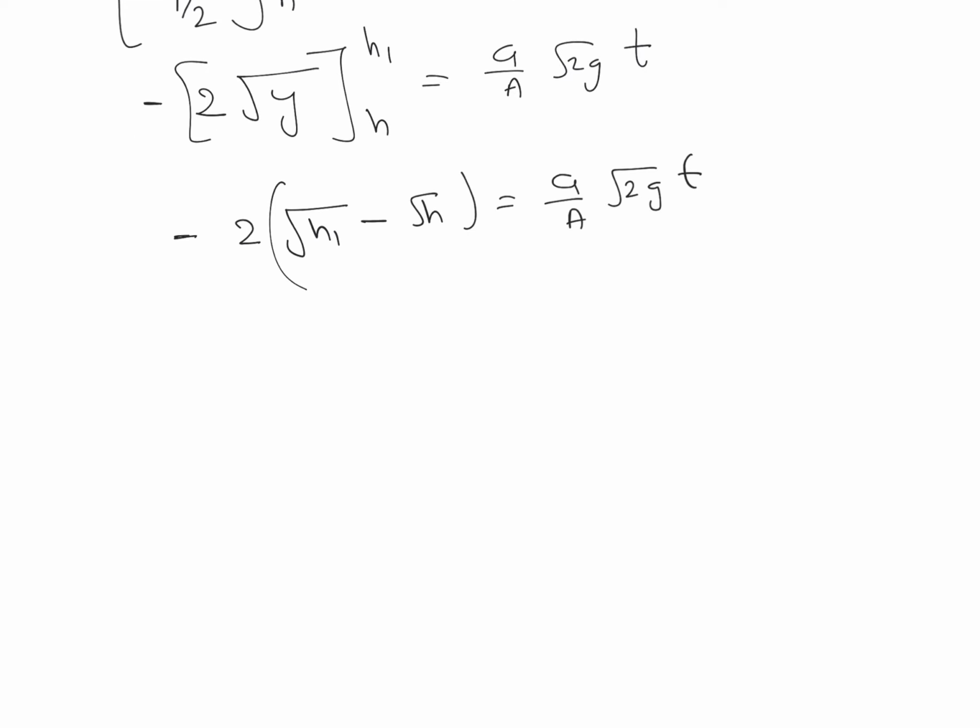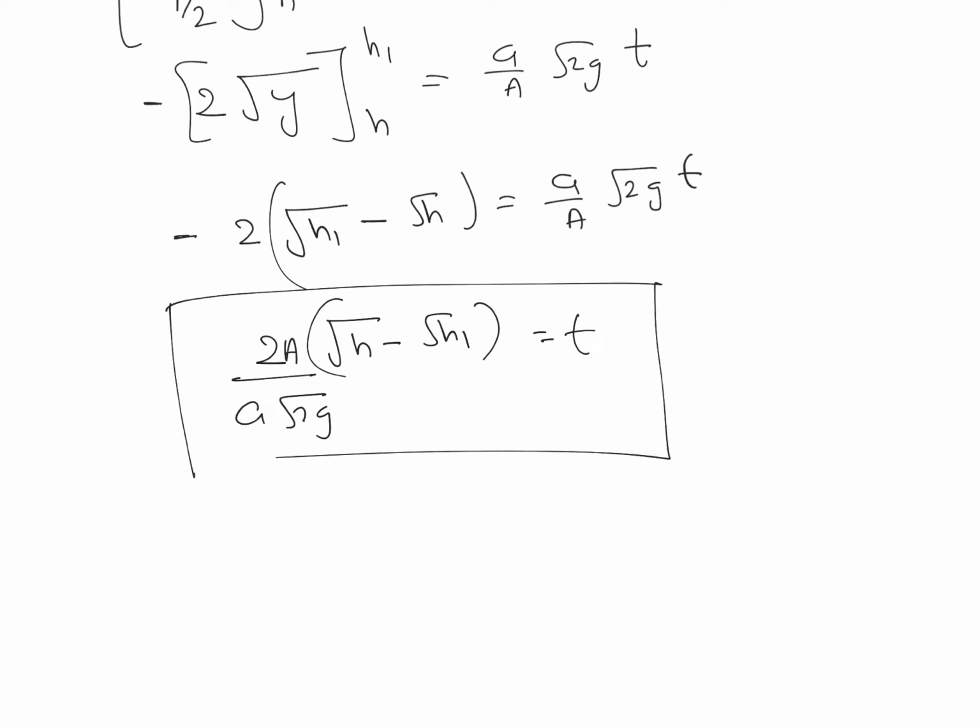Now if I'm taking this negative sign inside, we can write this as 2 into root of h minus root of h1, and we can put the value of constants over here, capital A and small a root of g, will be the value of time. So by using this equation we can find out the value of time taken to change its height from initial value h to a final value, take it as h1.